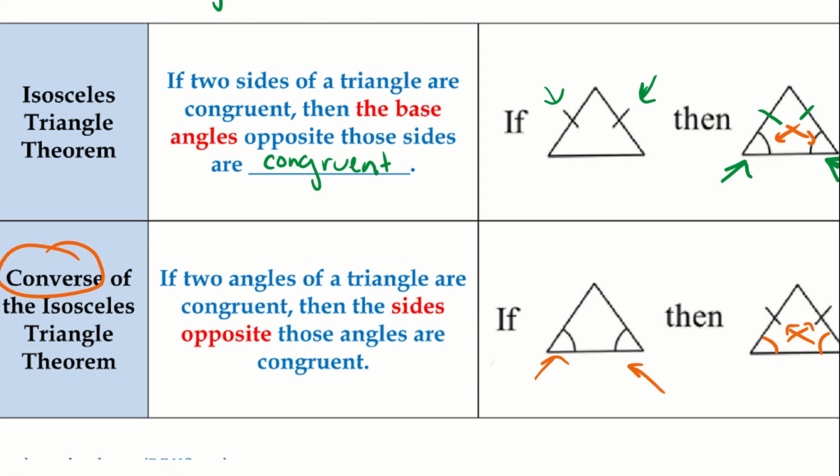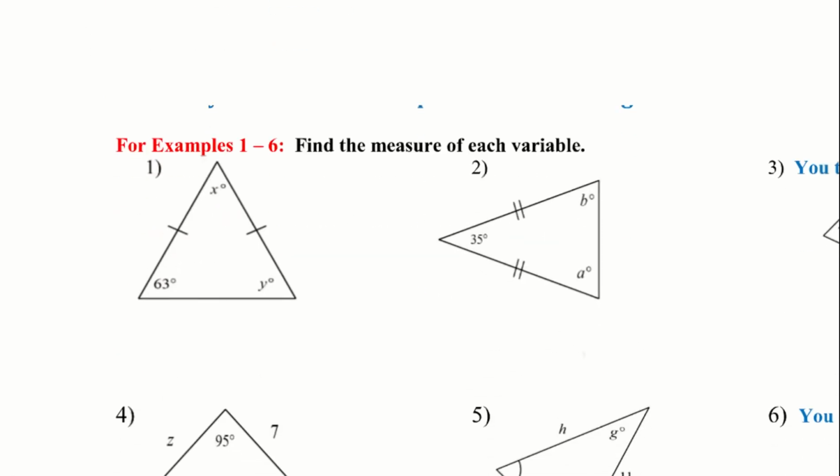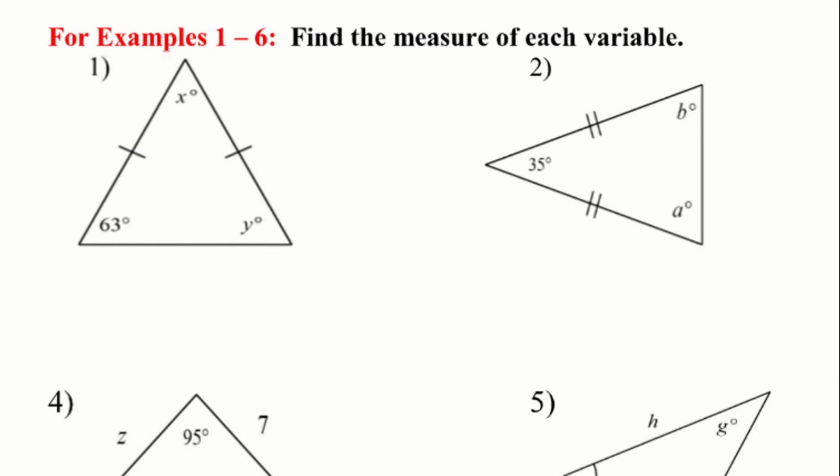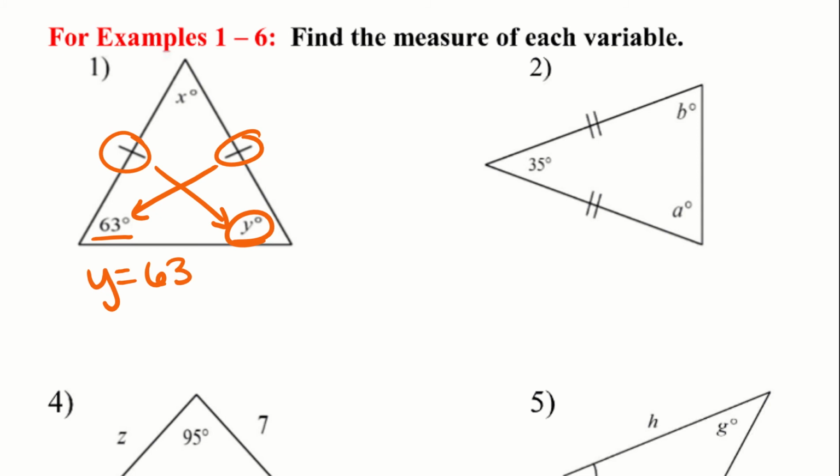Okay, let's go ahead and try a few examples. We want to find the measure of every single one of the variables. For example 1, we have our two legs, right? That means if those are the same, across from them the angles have to be the same as well. So this angle is 63, which means this angle, y, also has to equal 63 degrees. Alright, and then we need to find x. x is not going to be 63 because it's not across from either one of those sides.